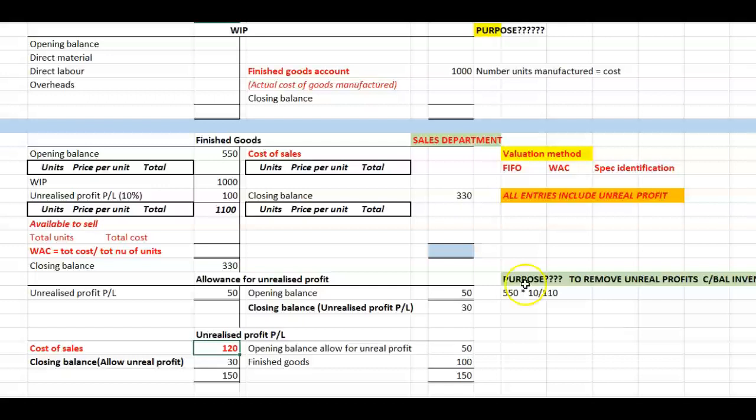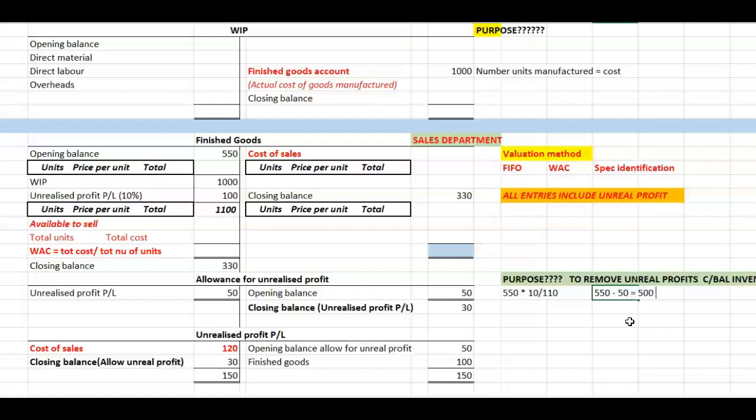Now, I don't have to give you this percentage. I can tell you the opening balance of finished goods was 550 Rand and the opening balance of my allowance for unrealized profit was 50 Rand. And then you can calculate the 10% yourself. What are you going to do? Going to say, okay, what is my actual cost price? It was 550 less 50 equals 500.